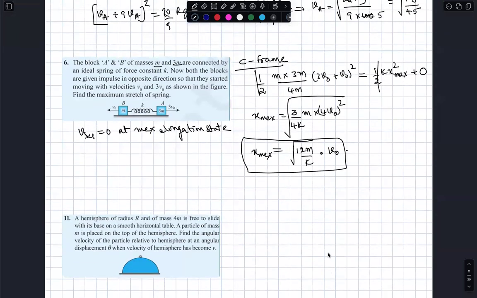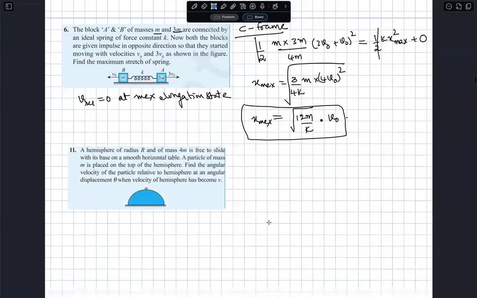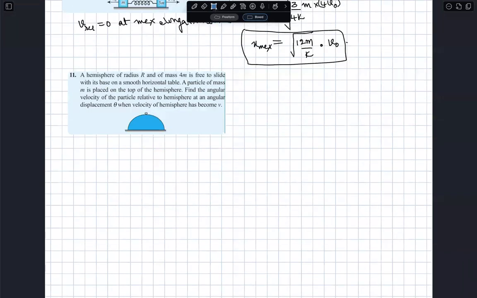See, I am applying the same concept for all the questions. A hemisphere of radius r and mass 4m is free to slide with its base on a smooth horizontal table. A particle of mass m is placed on the top of the hemisphere. Find the angular velocity of the particle relative to the hemisphere at an angular displacement theta when the velocity of the hemisphere has become v.